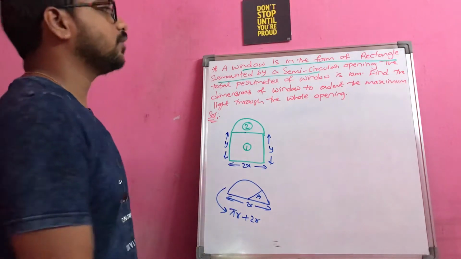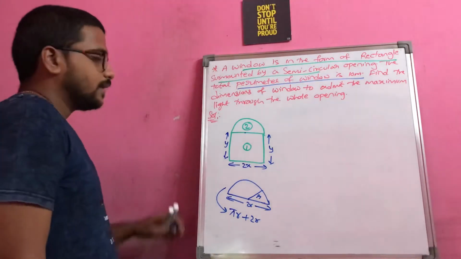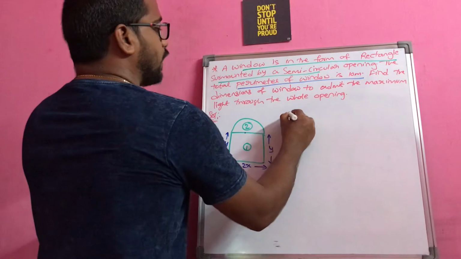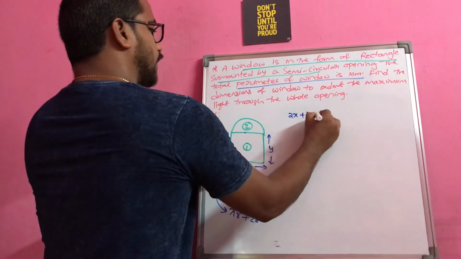Now let us come back to the question. The total perimeter of the window is 10 meters, they had given. Let us see, I am starting from this point. From this point to this point I have to travel 2x units. From here to here it is y.